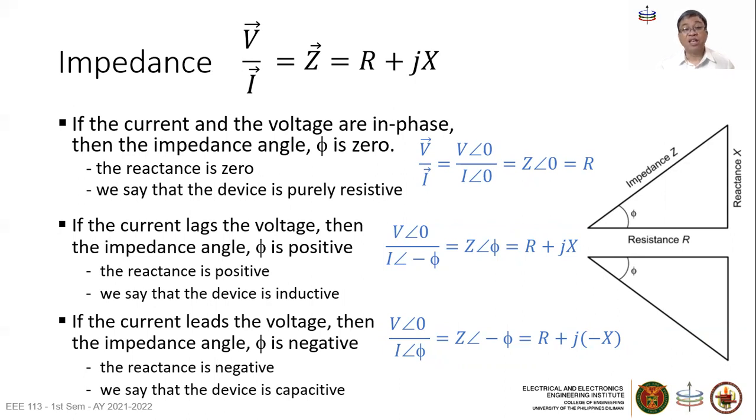Another way to look at it, if you have a resistor and you apply voltage across it, the current that will flow through it is in phase with the voltage. There's no phase difference between them.